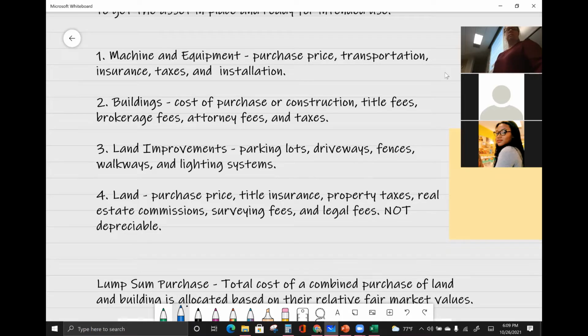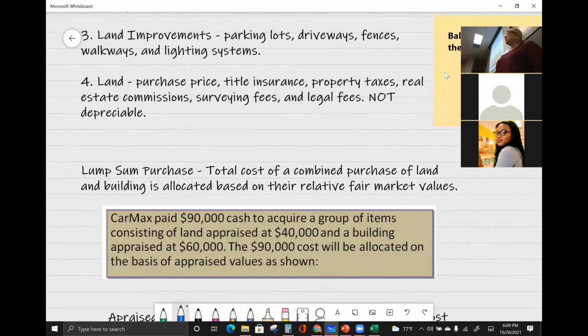Then we have land. Land, again, you buy land, you have to go to an active sale. So you're going to have the purchase price, title insurance, property taxes, real estate commissions, surveying fees, legal fees. Now this one's not a depreciable asset, so you would not set land up to depreciate over a period of time. Land just goes on the books, and it stays on the books until you resell it. You either sell it at a gain or a loss. There won't be any expense unless you do some sort of land improvements, and those will depreciate.